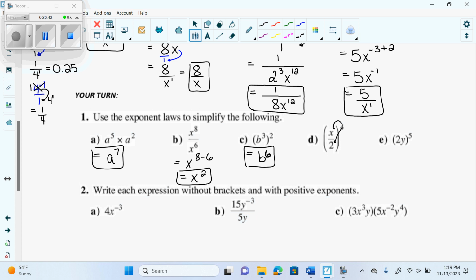So we're going to get x to the 4 over 2 to the 4, which is x to the 4. What's 2 to the 4? And then with the 5, we have to remember to distribute it. The 2 is to a 1. People forget to always distribute it to the 2. So we're going to get 2 to the 5, y to the 5, which is 32y to the 5.